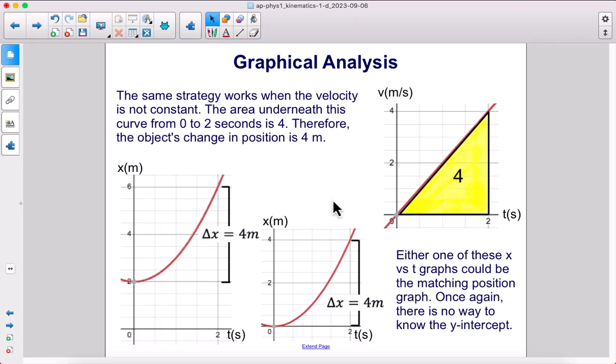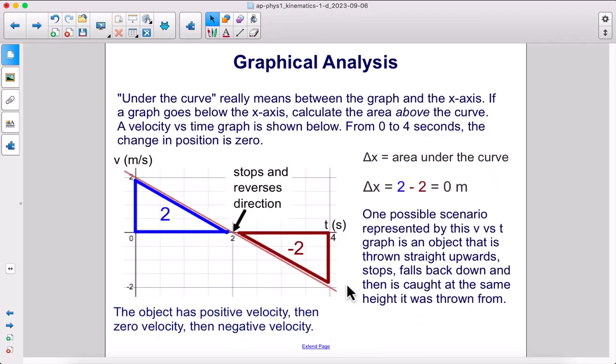Once again, we can't know the y-intercept here. We don't know the exact values of x and x naught. Either one of these graphs, or an infinite amount of other graphs, could be the matching graph for this velocity time graph. When we say under the curve, what we really mean is the area between the graph and the x-axis. If a graph goes below the x-axis, then we're actually going to be calculating the area above the graph.